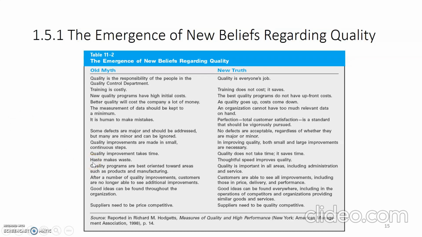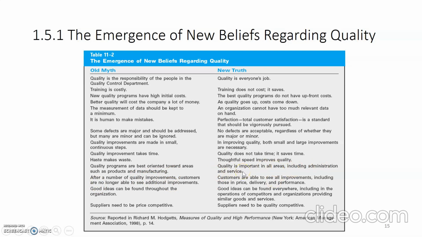The old belief in quality is you must make decisions quickly. Haste makes waste. But if you think about your decisions carefully, you will save a lot of resources. Next, quality programs are best oriented towards products and manufacturing. This is true, but quality is important in all areas, especially in administration and service.